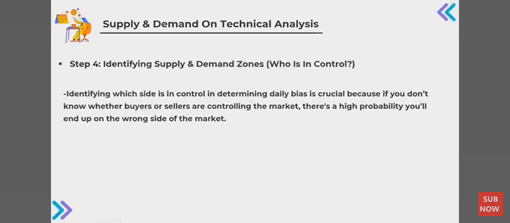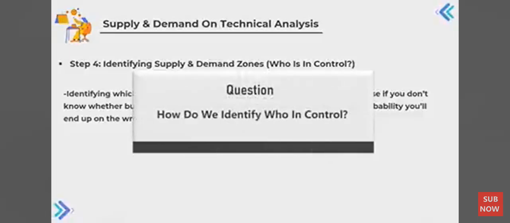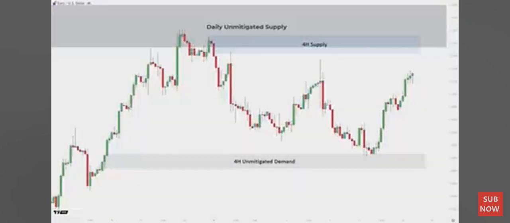Identifying which side is in control in determining daily bias is crucial, because if you don't know whether buyers or sellers are controlling the market, there's a high probability you'll end up on the wrong side of the market. Now, how do we identify who's in control of the market? To see if demand or supply is in control, we need to check the 4-hour time frame and look at the most recent price origin.